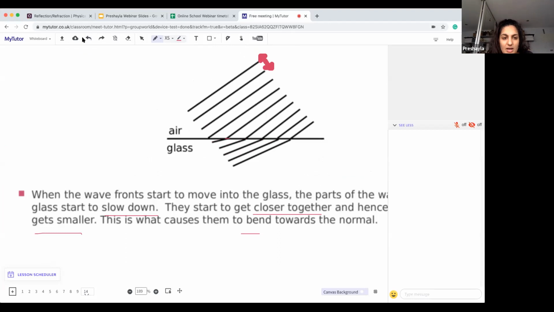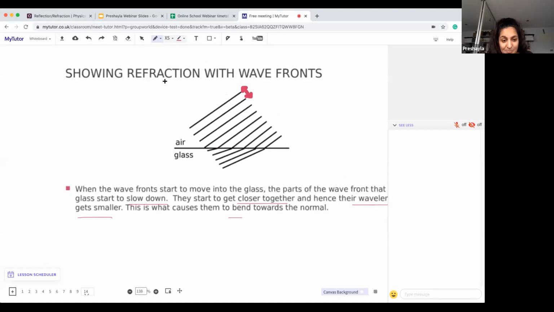Now, the way that I like to think of it is a traffic jam. Pretend these little lines are cars. In the second medium, those cars slow down. And in a traffic jam, when all the cars slow down, they get really close together. And that's exactly what happens here. The light rays are slowing down in the second medium, and therefore they get closer together, and therefore their wavelength gets smaller, and therefore that is what causes the bending of light.